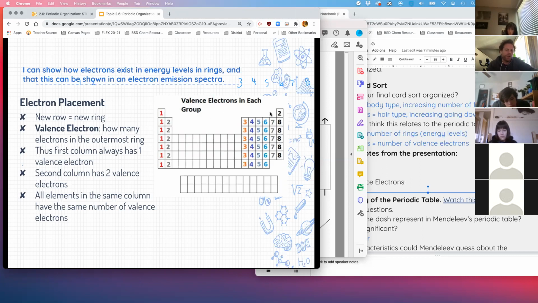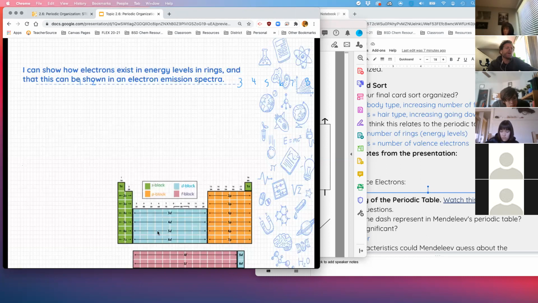Well, it's in the first row and the first row only has 2 to be full. Okay? Okay. So what about these other spaces? Well, it's a little bit more complicated than that. I'm going to try and simplify it, but it's actually kind of crazy.